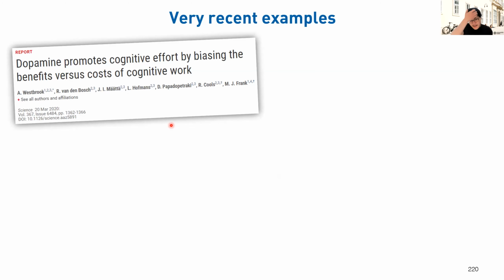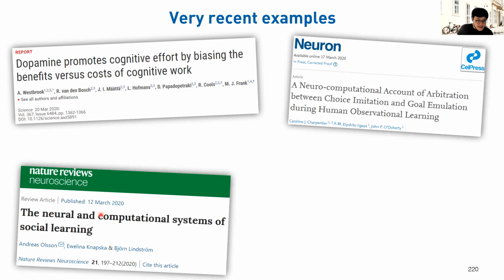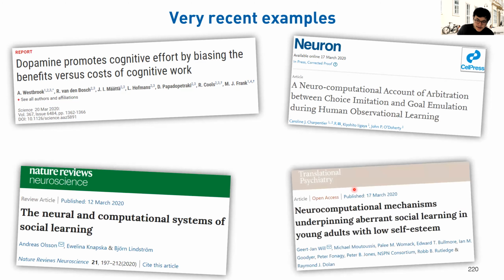A few more examples. Just 1 year ago, there were a few papers published in high-profile journals. This one was in Science, this in Neuron, this in Nature Reviews Neuroscience, and this one in Translational Psychiatry. It's nearly the same date, right? This one is March 30th, this is March 17th, the same day as this one, and this is also March, 1 week earlier, the 12th.